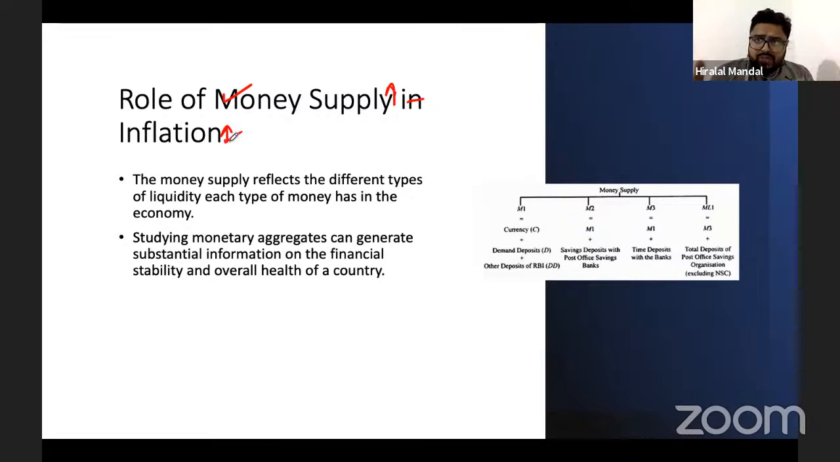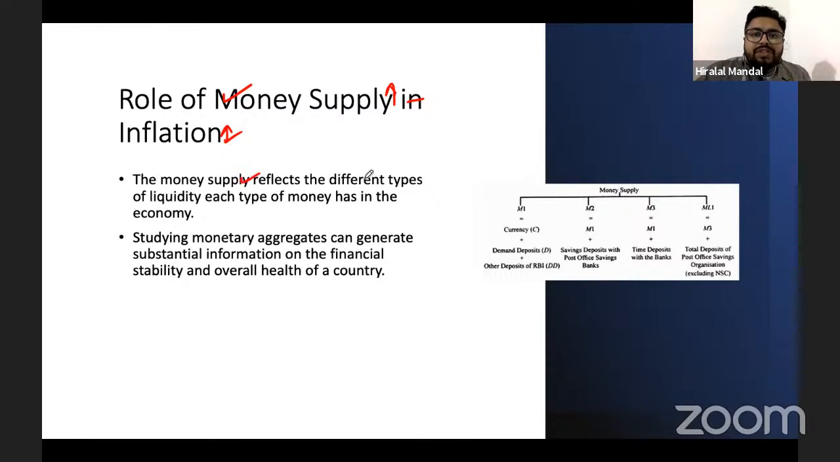We have discussed this one, understood this one, and now we are trying to see what is written in this article, in the context of our discussion. Now, the role of money supply. Once the money supply increases, inflation will increase.